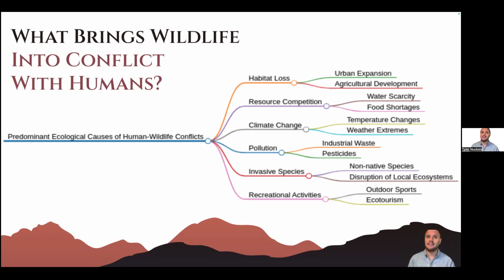development under habitat loss, water scarcity and food shortages under resource competition, temperature changes and weather extremes that alter the behavior of wildlife related to climate change, industrial waste and pesticides that might result in negative impacts for the wildlife, but also cause changes in their behavior, non-native species disruptions and things like that in invasive species, and then folks are out in nature, right? And so coming into contact with, an example, bears on a hiking trail or something like that. These are all some of the predominant ecological causes.